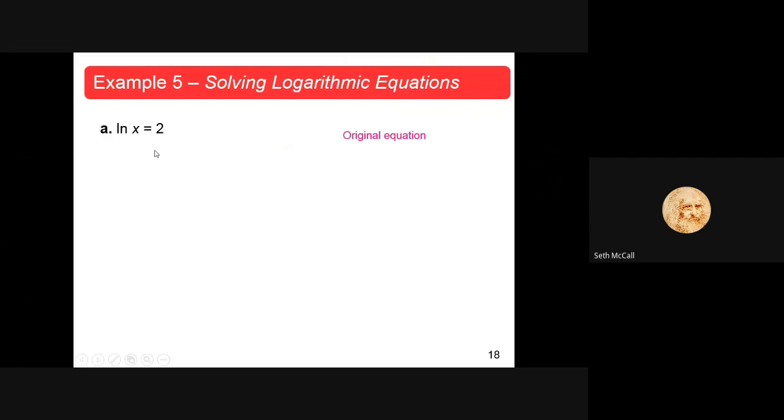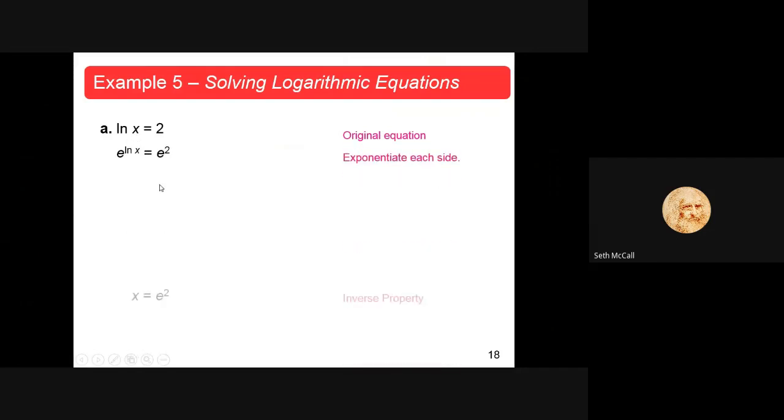You can see we have natural log of x equals 2. The variable is being logged. Anytime the variable is what is being logged, you should automatically think in your head, I need to move this from logarithmic form into exponential form. And so that involves just figuring out what the base is. This is natural log, so the base is e. So it's e, and then the x and the 2 switch places. So it's going to be e to the second equals x.